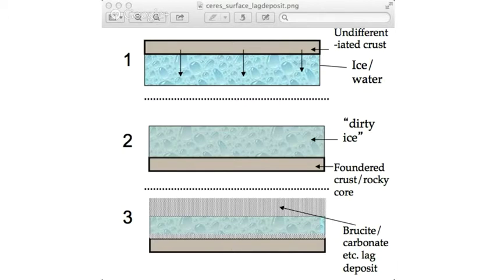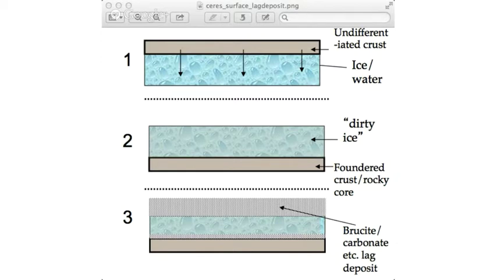We don't have the resolution, the spatial resolution to see if there's ice near the poles of Ceres or not. Dawn will definitely get that information. For the rest of Ceres, closer to its equator, it's too warm to really keep ice around for very long.